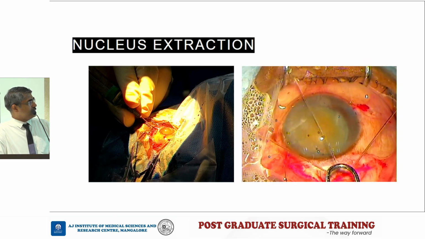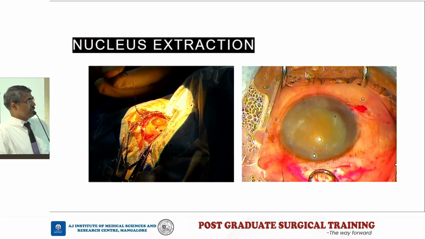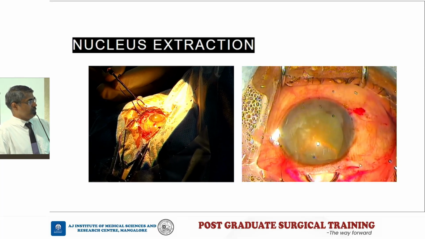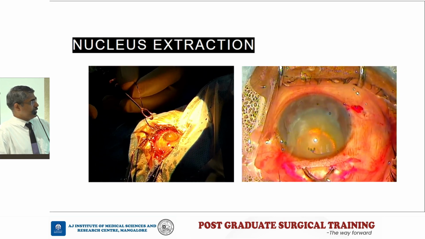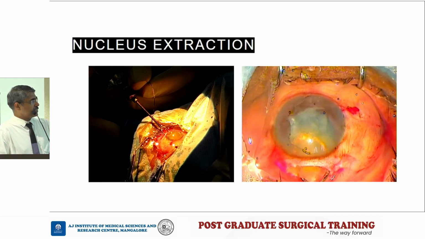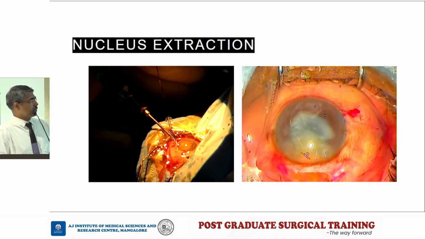So the left side is showing you, and the right side is the same thing from outside. So the vectis is going inside. The nucleus is in the anterior chamber already here. So we are inside. We are not injecting saline now. We are depressing the wound. Now the nucleus is on the vectis, and now we inject saline and continue to depress the wound as you extract.